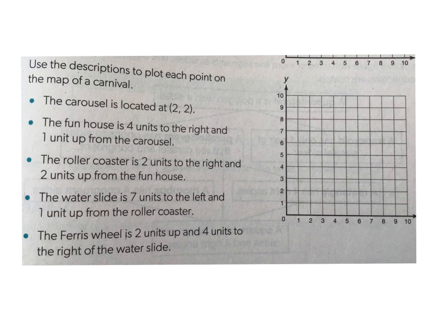The second one that the funhouse is 4 units to the right and 1 unit up from the carousel. The roller coaster is 2 units to the right and 2 units up from the funhouse. The water slide is 7 units to the left and 1 unit up from the roller coaster. And the Ferris wheel is 2 units up and 4 units to the right of the water slide. So this is the problem that you get to do on your own.